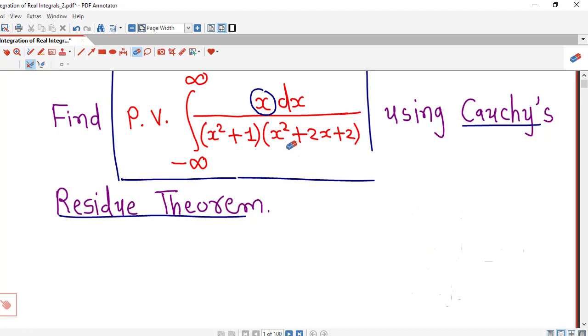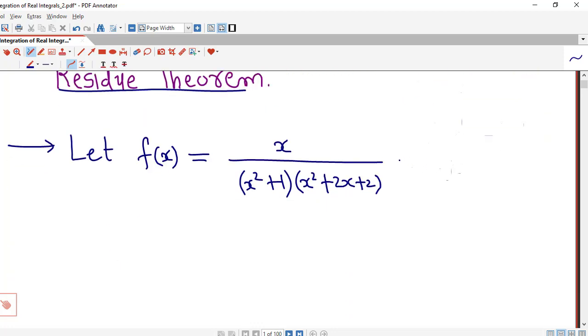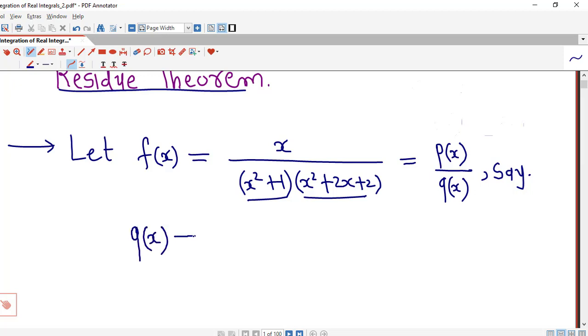So now first we denote this function by f(x). Suppose we consider f(x) equal to x divided by (x square plus 1) times (x square plus 2x plus 2). If we compare with p(x) by q(x), it is a rational function, where p(x) is x. So it is clear that q(x) is non-zero for every x on the real axis, because we know that x square plus 1 is always non-zero.